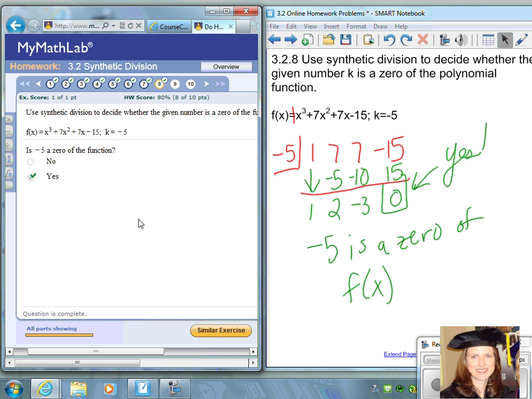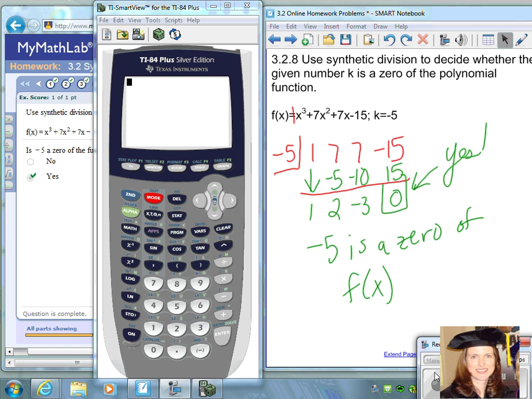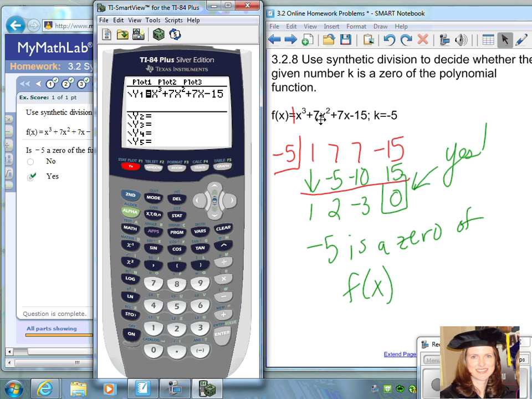Now what that means graphically, I'm going to show you what that looks like if you have a graphing calculator. With a graphing calculator, you can get a different interpretation of what it means to be a zero of a polynomial function. You can graph the polynomial function f of x equals x cubed plus 7x squared plus 7x minus 15. Remember, f of x is the same thing as y. So turn on your calculator and press y, and enter that polynomial function for y1. If there's anything else on the screen, you want to clear that. I've already entered the equation.